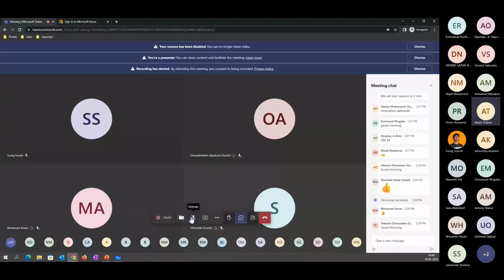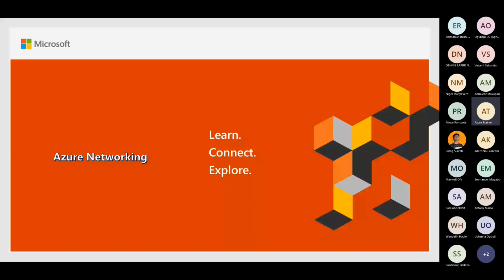So good afternoon and good morning, everyone. Once again, welcome to the AZ-104 event. Today we are discussing an interesting topic called Azure networking. You may have heard about the networking concept in real time or on-premises, right? What is the use of networking? Can you just comment on the chat?